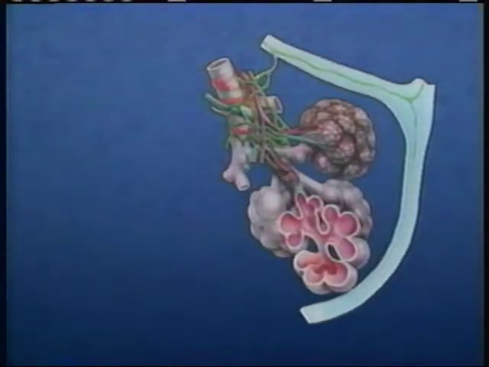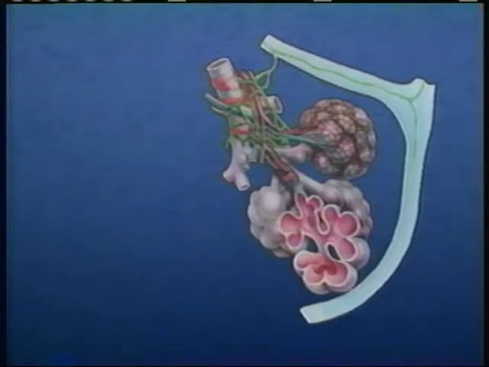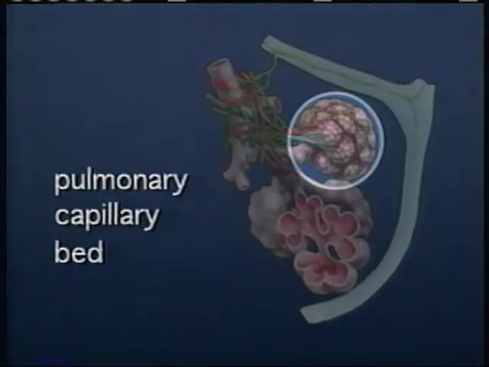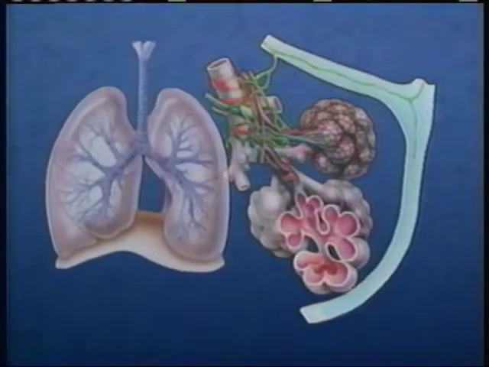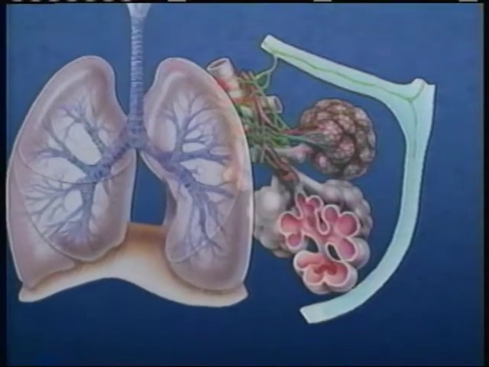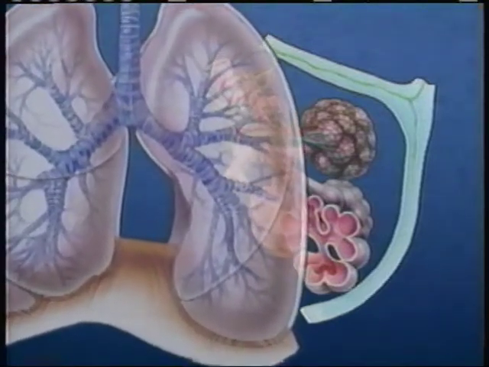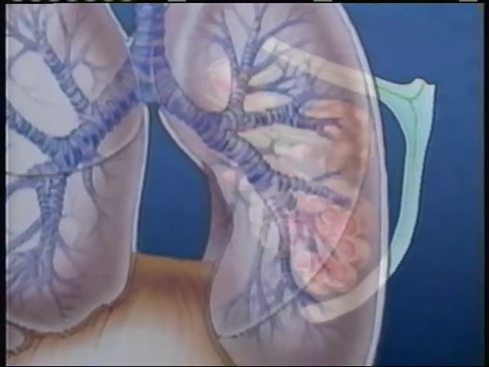Accompanying the terminal bronchioles into the respiratory zone are a pulmonary arteriole and a pulmonary venule. These vessels contribute to the formation of the pulmonary capillary bed, which blankets the alveoli. The lung contains an astonishing number of about 300 million alveoli, each about 0.3 of a millimeter in diameter, which accounts for the huge surface area available for gas exchange.